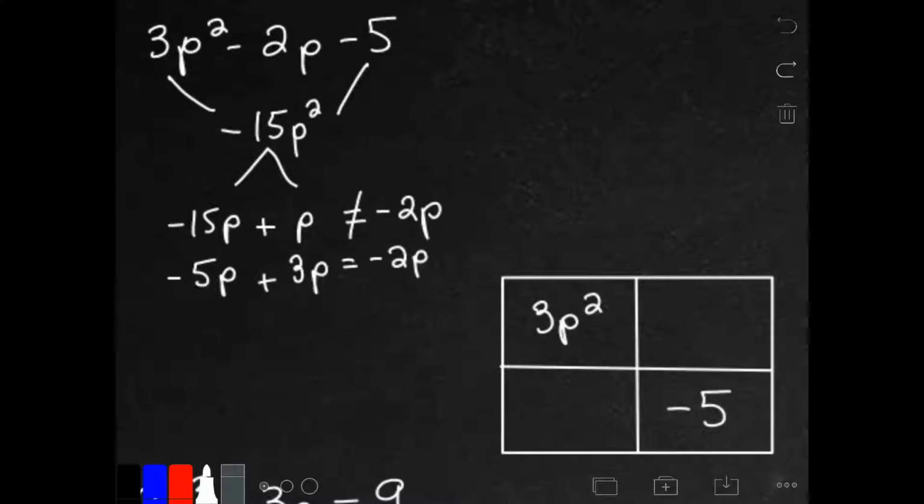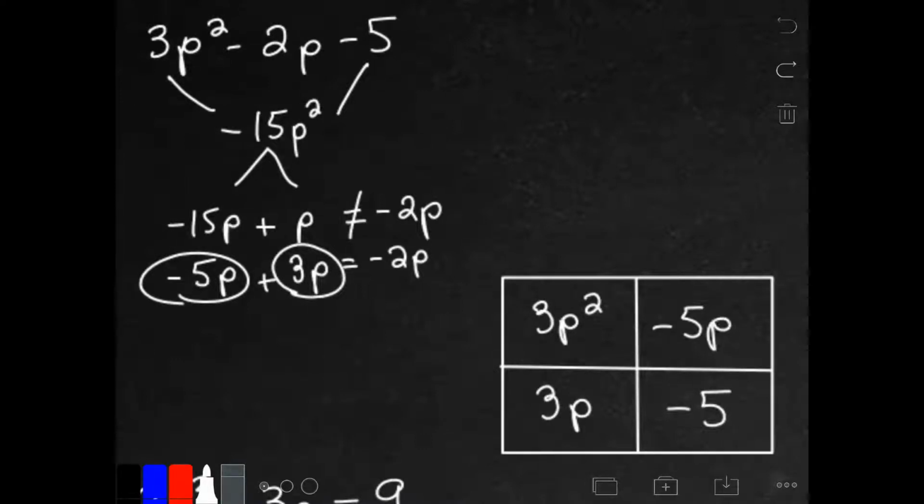And I'm going to fill those in with the a value always going in the top left and the c value always going in the bottom right. Then I'm going to take my two new terms and fill those in. It does not matter where my two new terms go. I could have put negative 5p in the bottom left, I could have put 3p in the top right. Does not matter. Now I'm going to use the box method to factor.